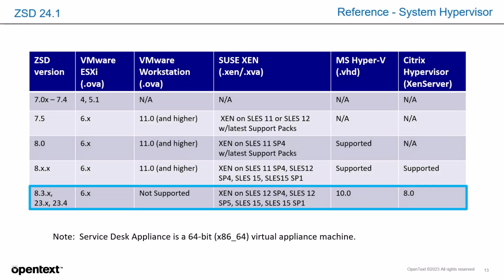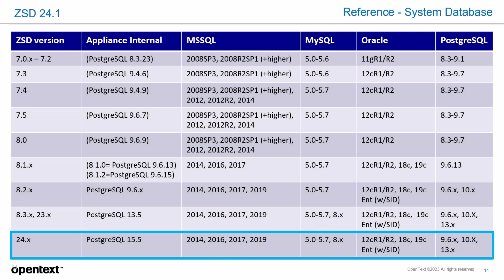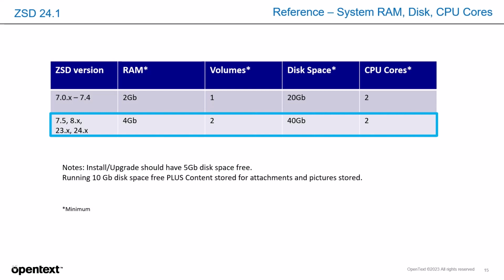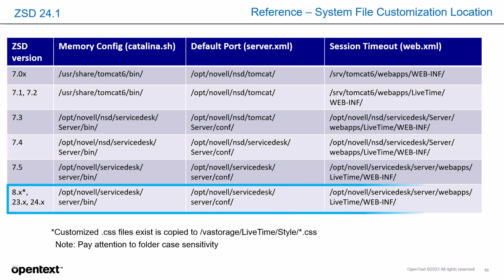Then we have the hypervisor, what's supported in these versions, as well as the system database. We did upgrade in 24.x to Postgres 15.5. And as we look at the system RAM and disk and CPU cores, back when we moved to the appliance-only model, we upgraded that to minimum requirements of 4 gig, 2 volumes, and 40 gigabytes of disk space, as well as 2 CPU cores. And then the reference of the file customization location.